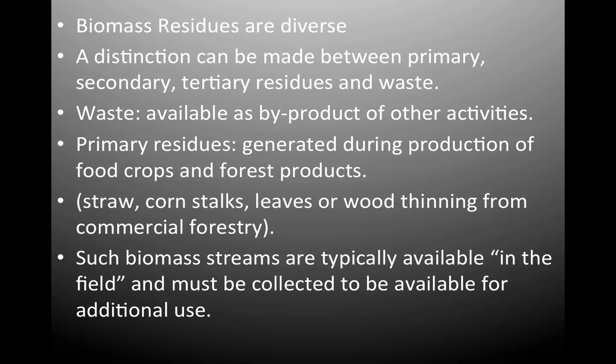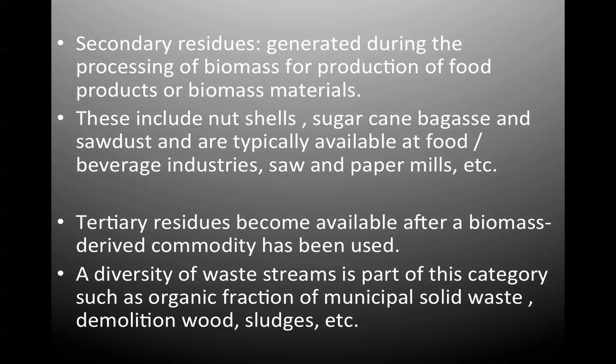Biomass residues are diverse. A distinction can be made between primary, secondary, and tertiary residues and waste. Waste is available as a byproduct of other activities. Primary residues are generated during production of food crops and forest products, such as straw, corn stalks, leaves, or wood thinning from commercial forestry. Such biomass streams are typically available in the field and must be collected to be available for additional use.